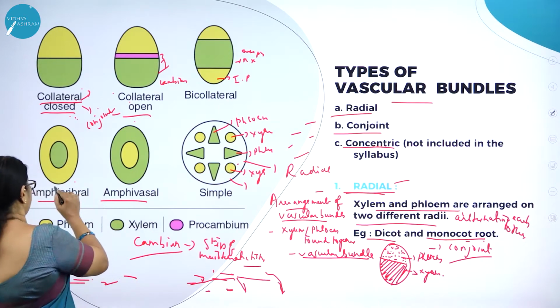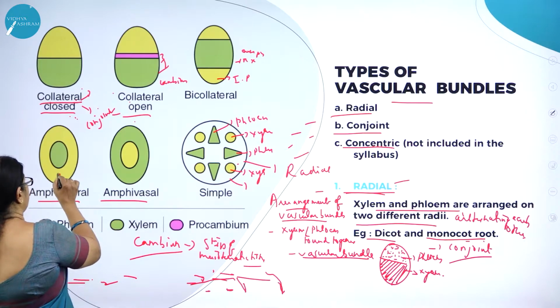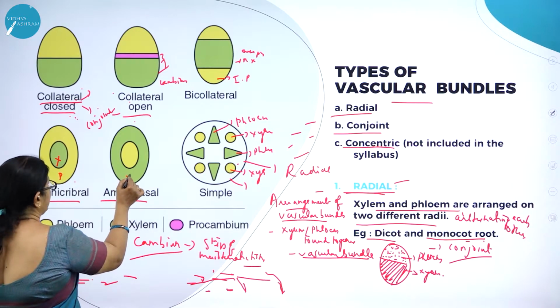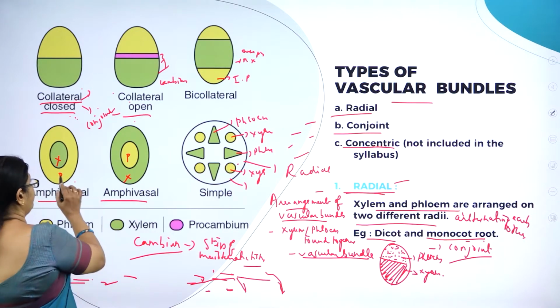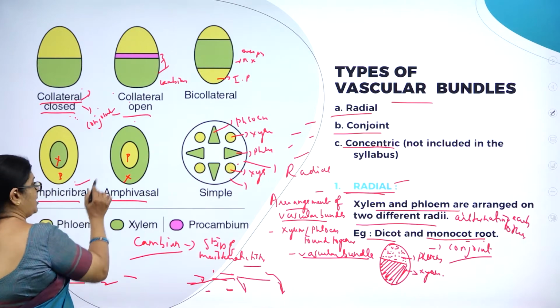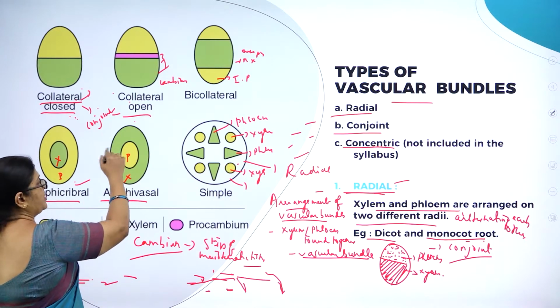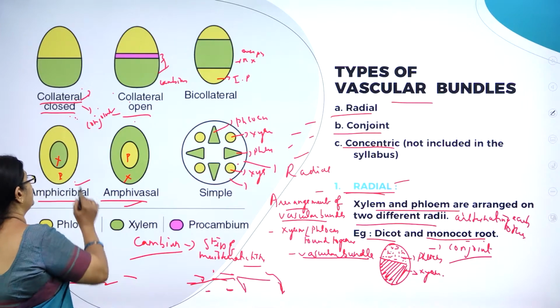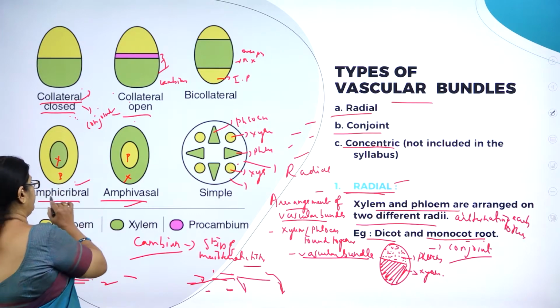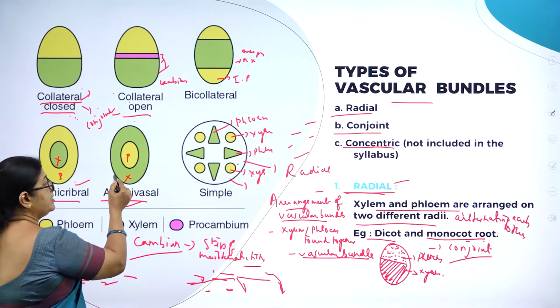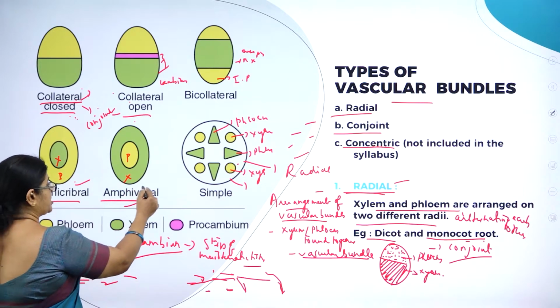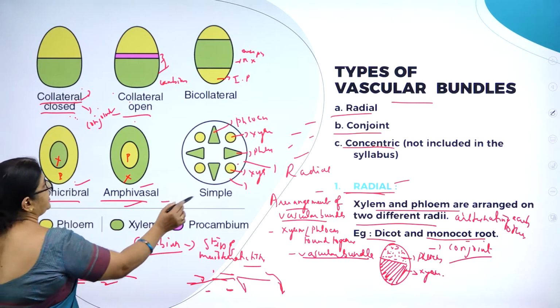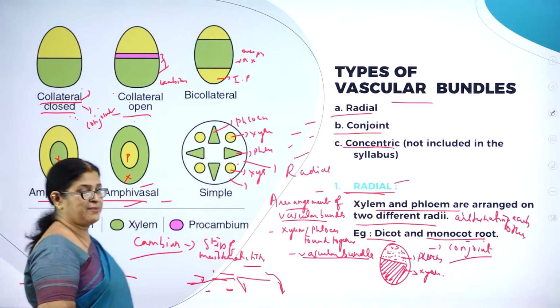This is phloem and this is xylem. If xylem is surrounded by phloem, it is called amphicribal. If phloem is surrounded by xylem, it is called amphivasal. Here, xylem is surrounded by phloem, it is called amphicribal. Here, phloem is surrounded by xylem, it is called amphivasal. This is called radial. So this is all about the types of vascular bundle.